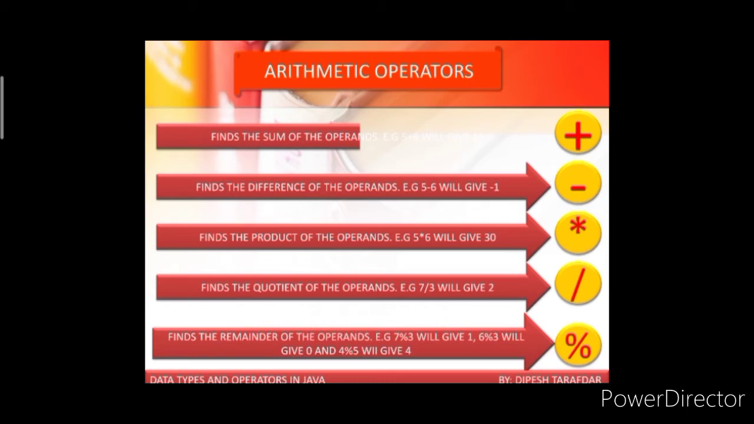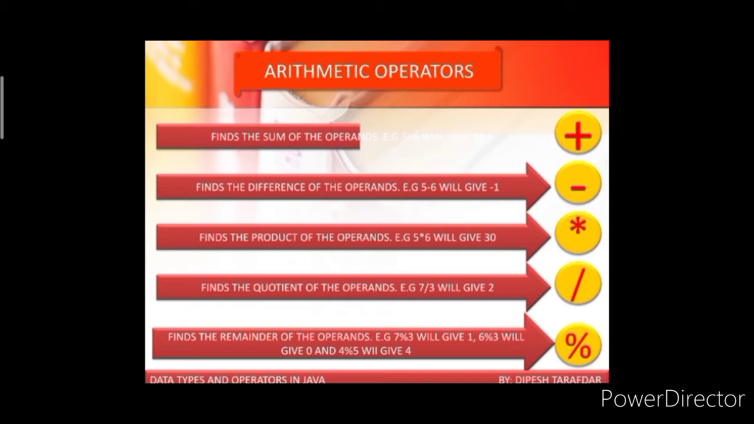First, we'll look into the arithmetic operators. Arithmetic operators are those which perform simple mathematical calculations like plus, minus, multiply, that is find the product, slash, and modulus. The percentage sign stands for modulus. Plus, as you know, is used for addition, minus for subtraction. The symbol asterisk is used for multiplication. So whenever you want to find the product of two numbers, you will use the asterisk. Like 5 asterisk 6 will give you 30.